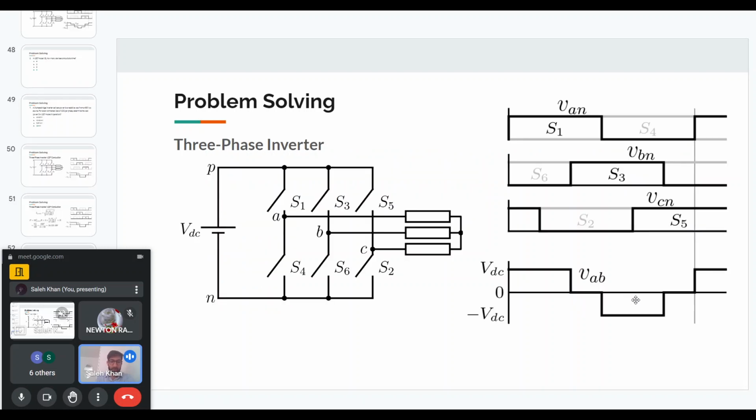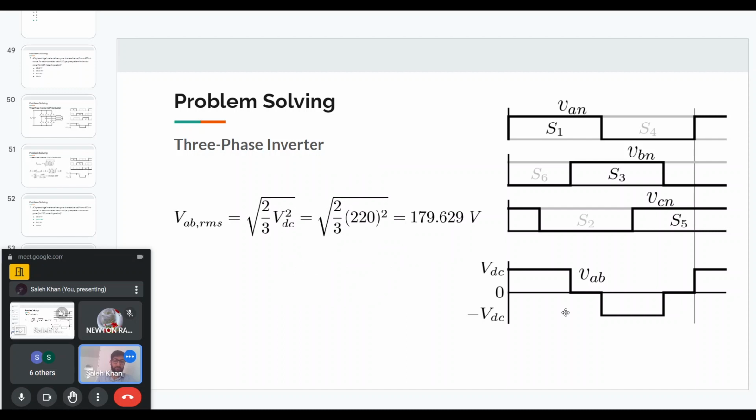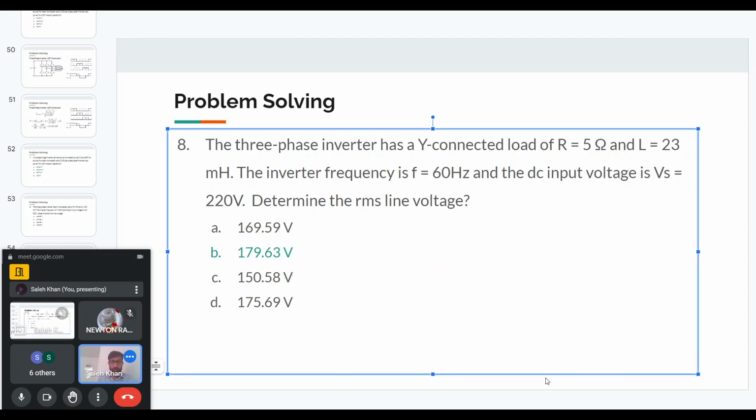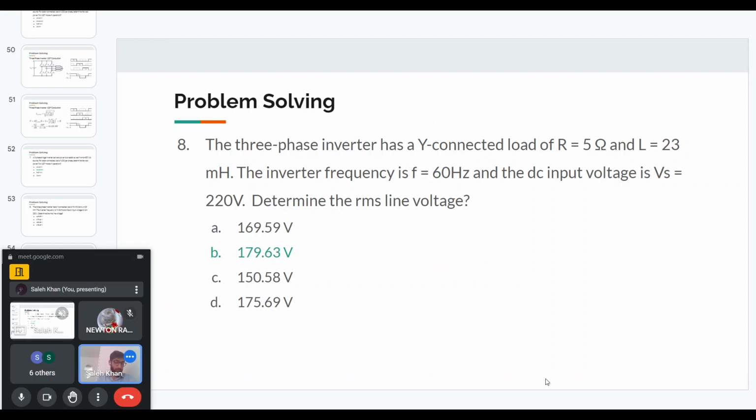In that case, we have seen what the line voltage waveform looks like. It is shown here. It is a quasi-square wave. Now we are asked to find the RMS of this waveform. Again, just take 2 by 3 of VDC squared and square root the whole thing. You will find the RMS is 179.63 volts. So the answer to this question is 179.63 volts. If anybody has any doubts, you can ask in the chat.